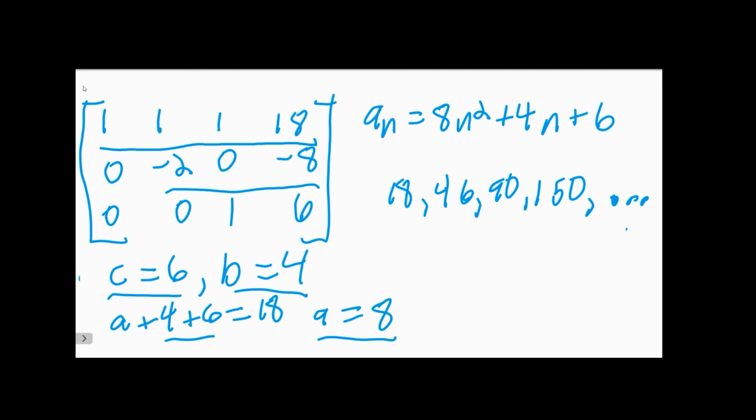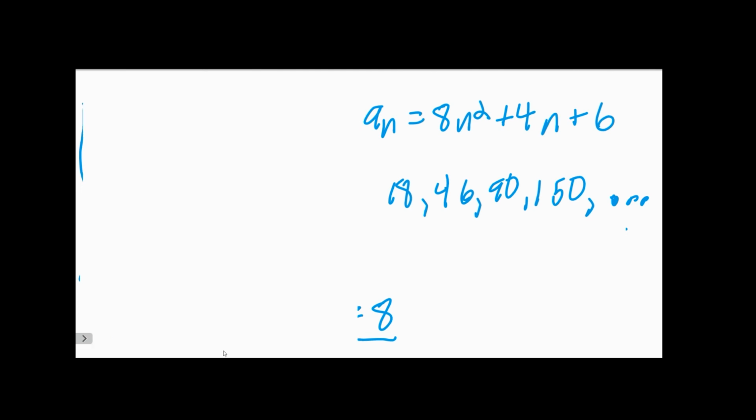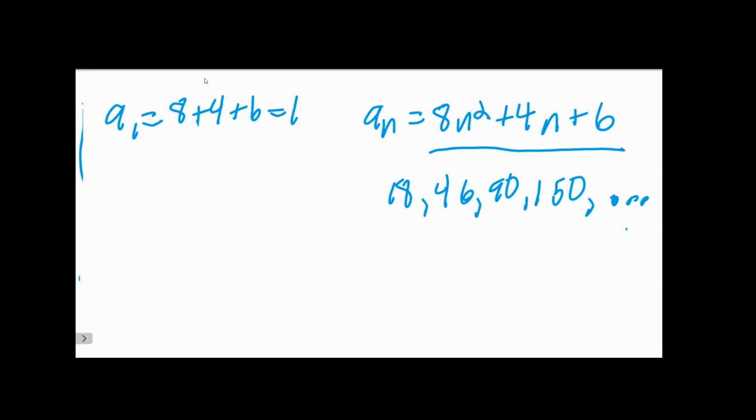So let's clear some space and let's see if this rule we just found does indeed describe the given sequence. So what I'm trying to see is if I plug in 1 for n, do I get 18, and 2 get 46, 3 get 90, etc. So let's go ahead and do the calculation. So let's start when n is 1. So that would be A1. And it means I'm plugging in 1 for every n here. That would just give you the coefficients. So that would just be 8 plus 4 plus 6. That's indeed 18. That one works.